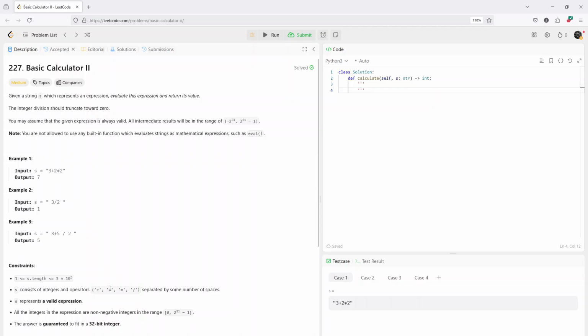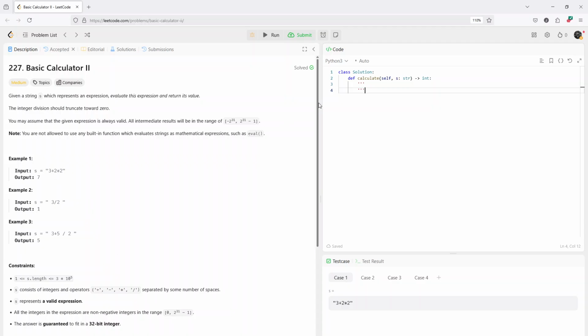s consists of integers and these mathematical operators separated by some number of spaces, so it's not going to contain alphabetical characters or anything like that. It's always going to be a valid expression, and the integers are non-negative, so you're never going to have anything negative.